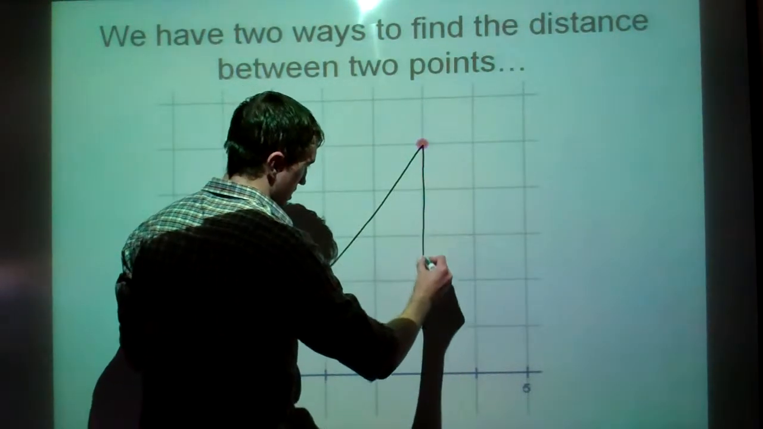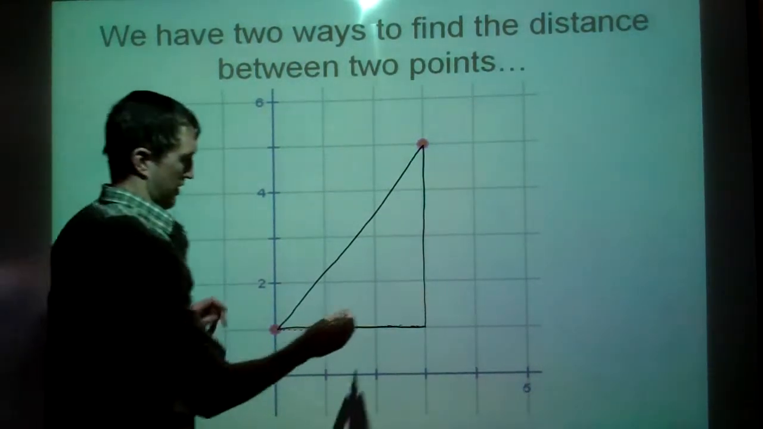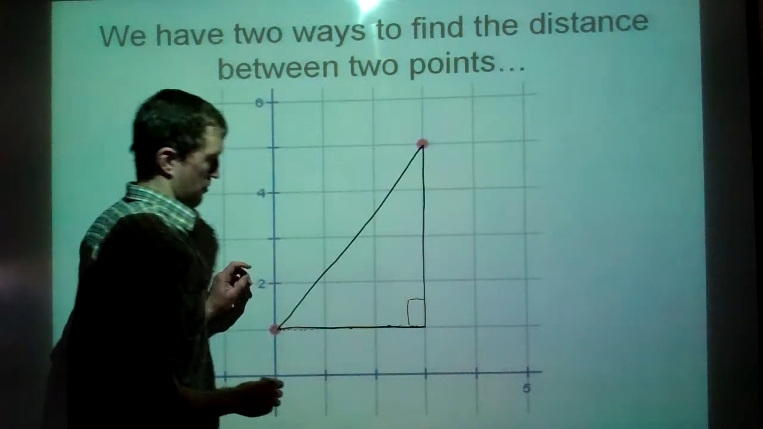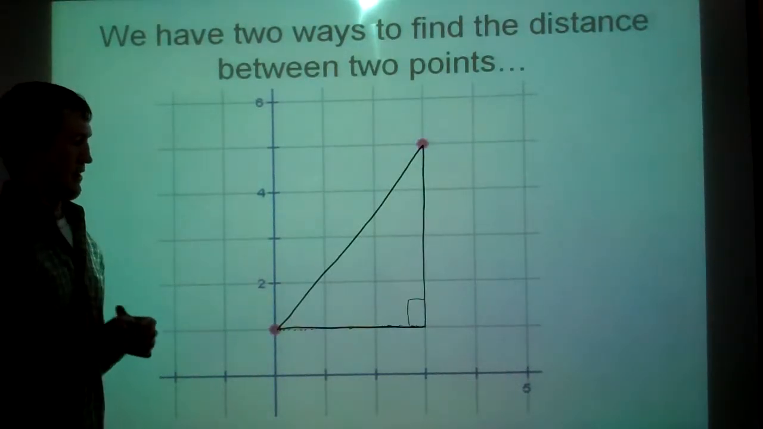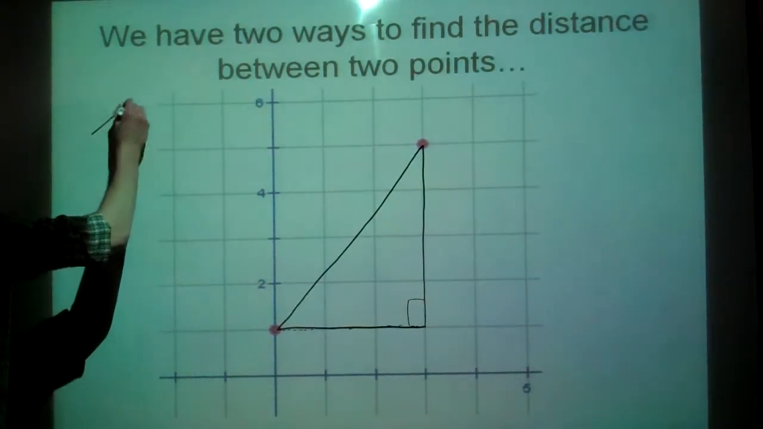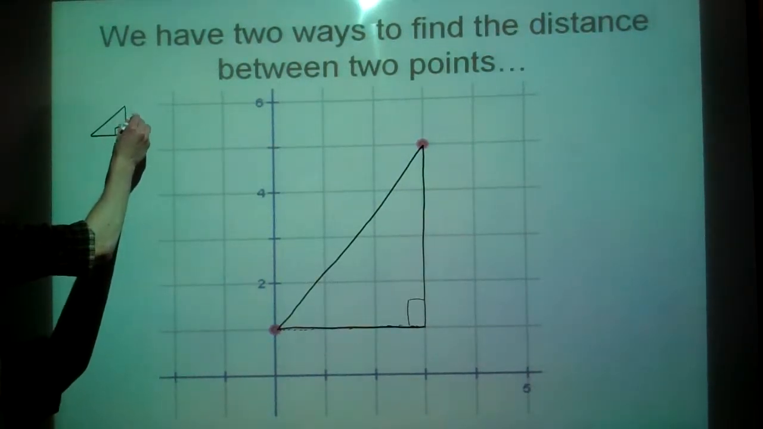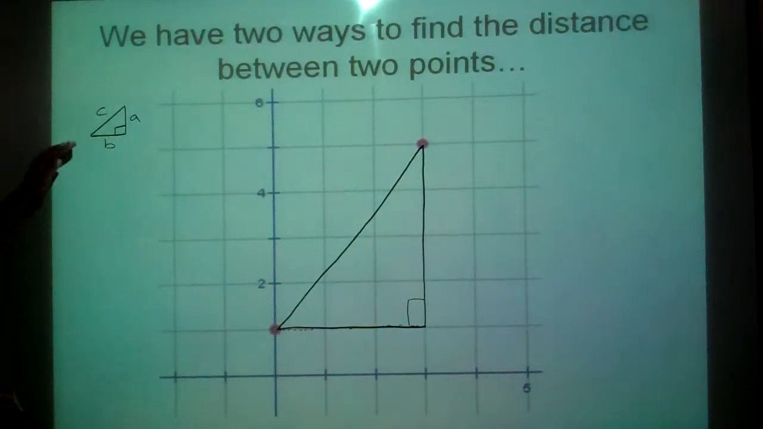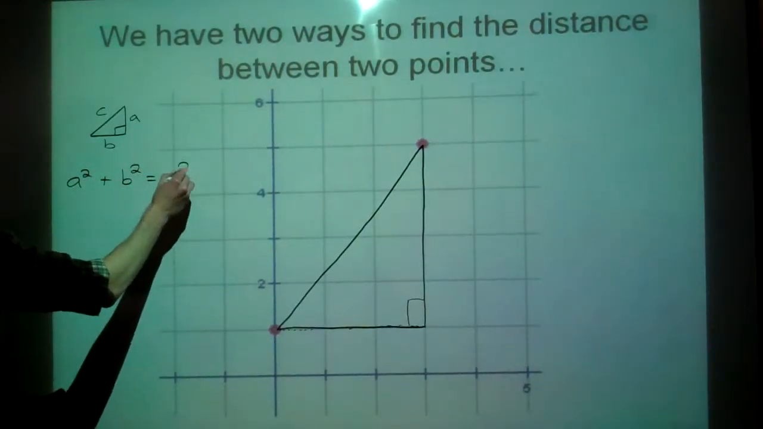But what we see happening is we now have a triangle, and we have a very special triangle. It is a right triangle, because we have a 90-degree angle right there. And we have a special thing that we can do with right triangles, and it is actually the Pythagorean theorem. So we have a triangle like this, and we've learned this before. We have 3 sides. We have an A and a B for our legs. And the hypotenuse is always the slanted side, or the one opposite our right angle. That is our C. And our equation is A squared plus B squared equals C squared.